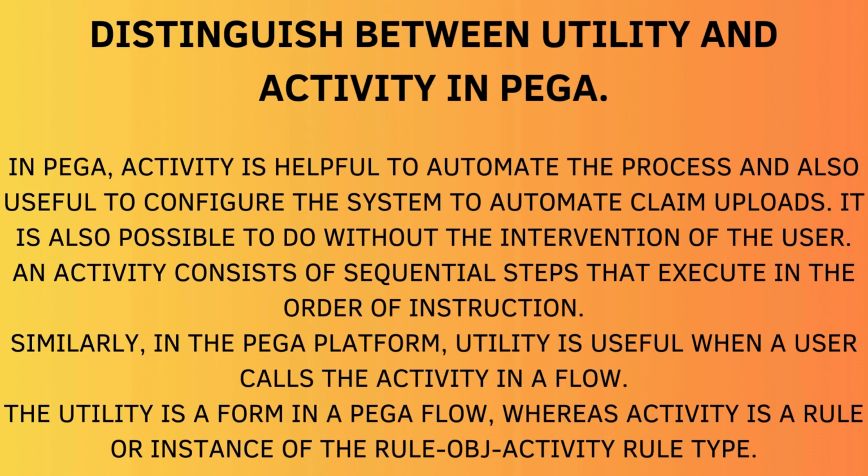Similarly, in the Pega platform, utility is useful when a user calls the activity in a flow. The utility is a form in a Pega flow, whereas activity is a rule or instance of the rule type Rule-Obj-Activity.